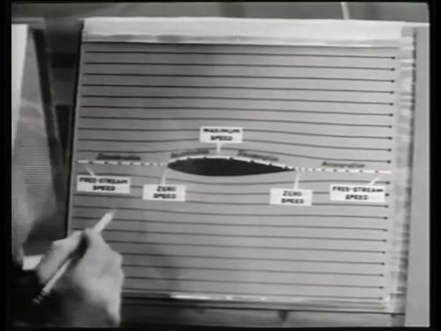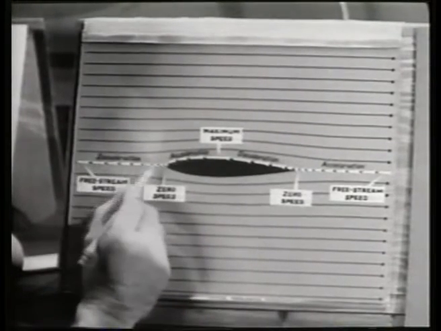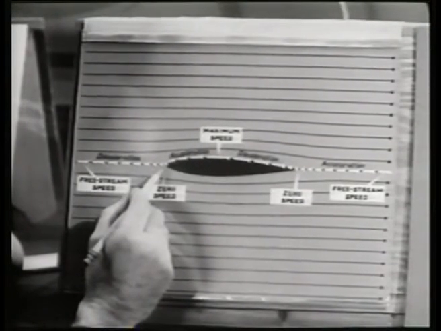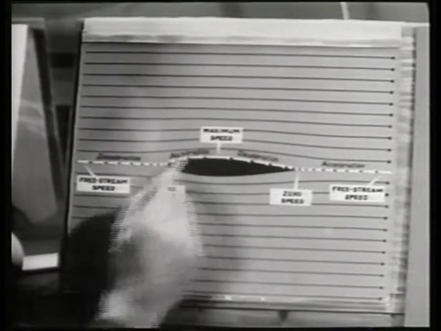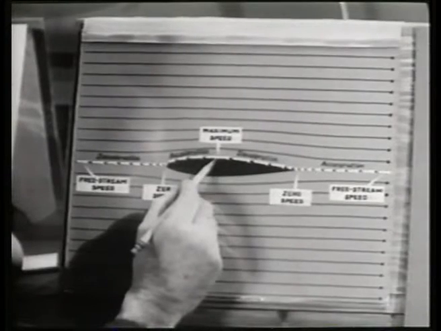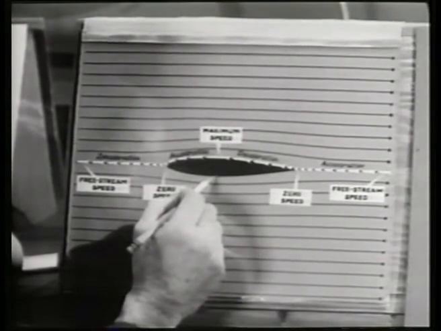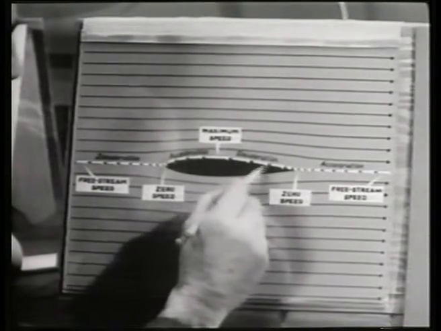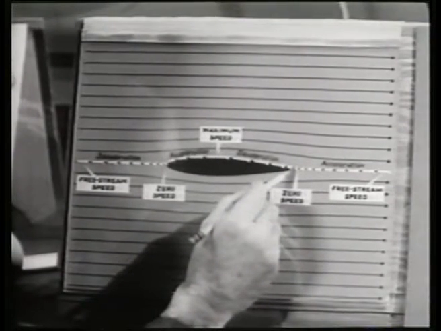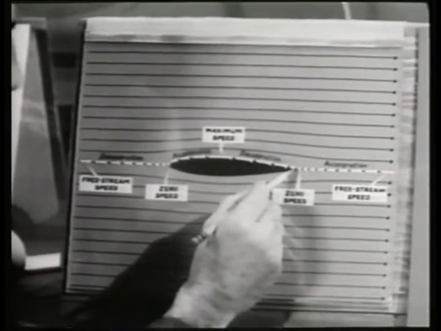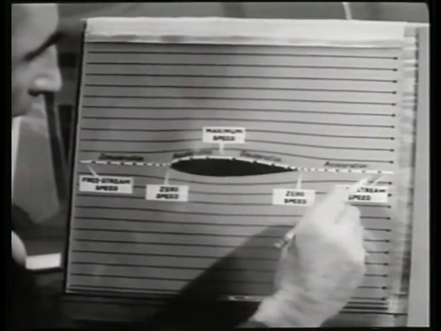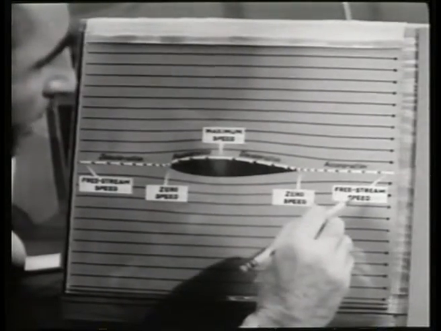Beginning with a free stream speed far upstream, a fluid particle decelerates to 0 speed at the nose. We call this a stagnation point. Then it accelerates to its maximum speed at about the position of maximum thickness of the airfoil. Then it decelerates to another stagnation point at the tail. And finally, it accelerates to the same free stream speed far downstream.